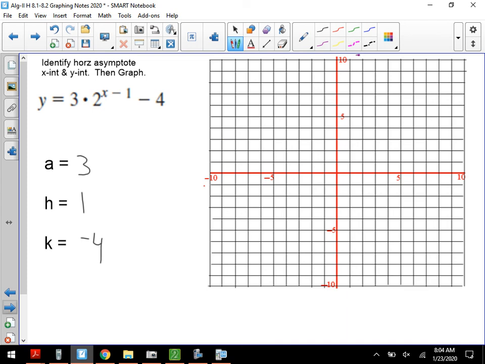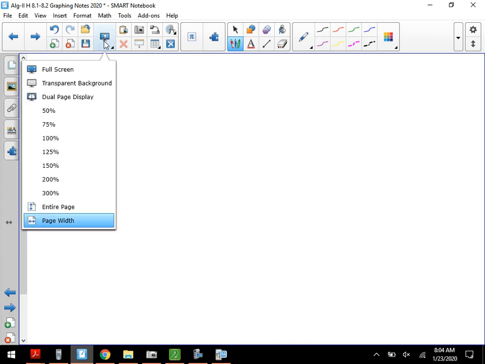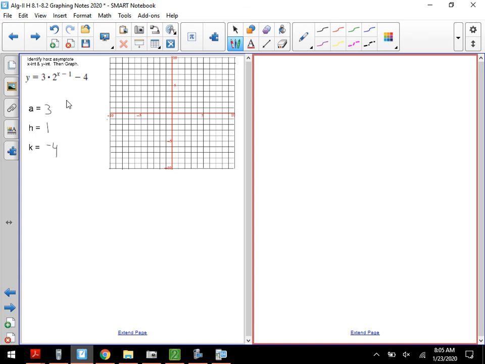Let's see. Let's do this. We have a little bit more space. So for my parent function, I'm just going to make a table here. I'm going to do 3 times 2 to the x. Again, we'll do negative 2, negative 1, 0, 1, 2. 2 to the negative 2 is a fourth. So it's 3/4.